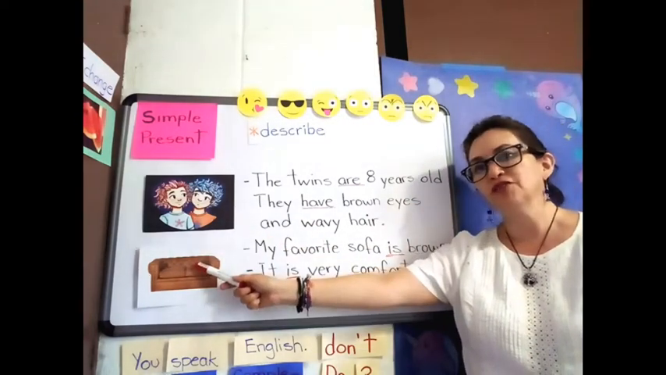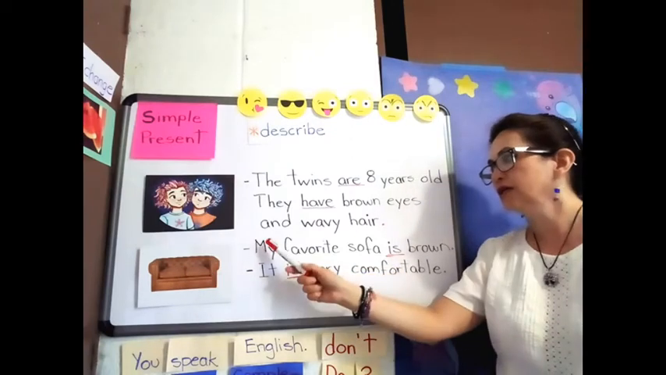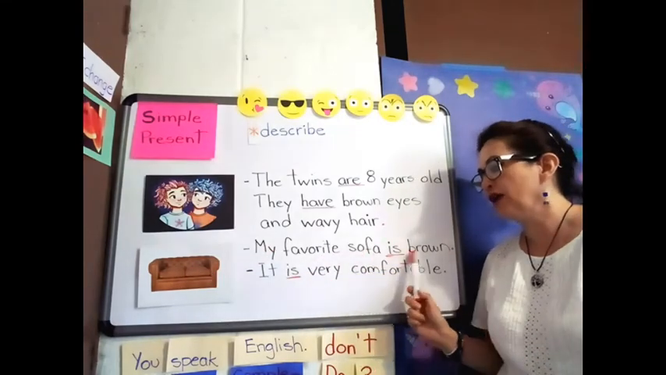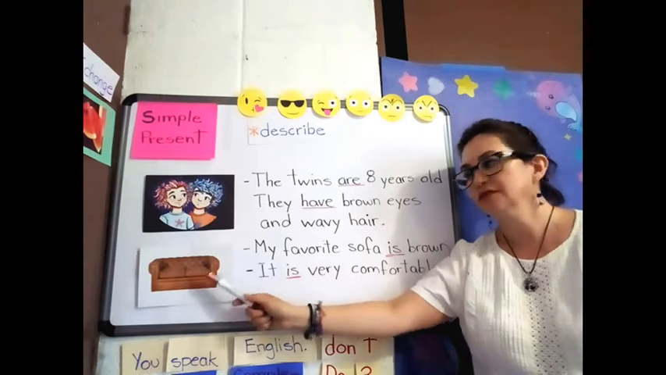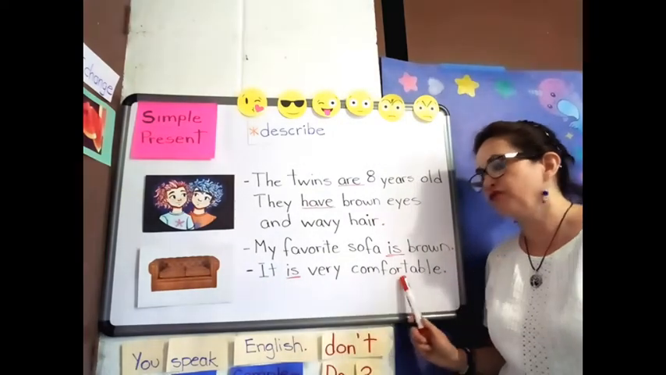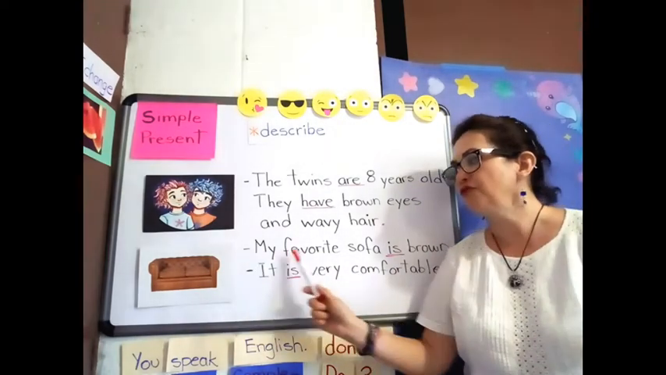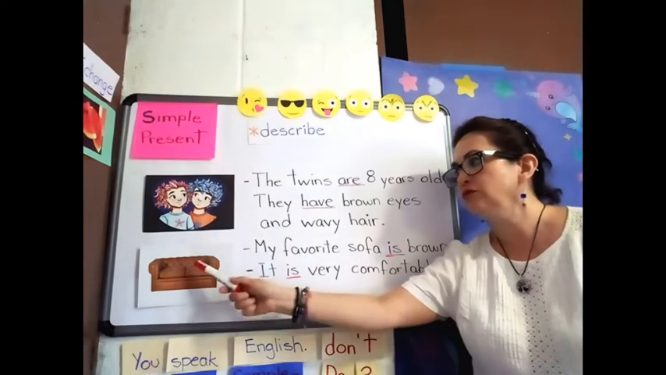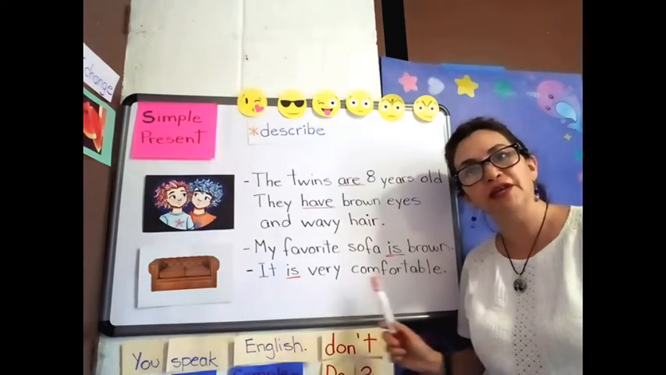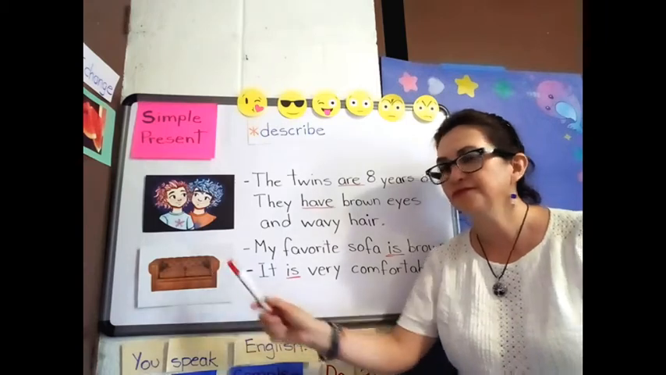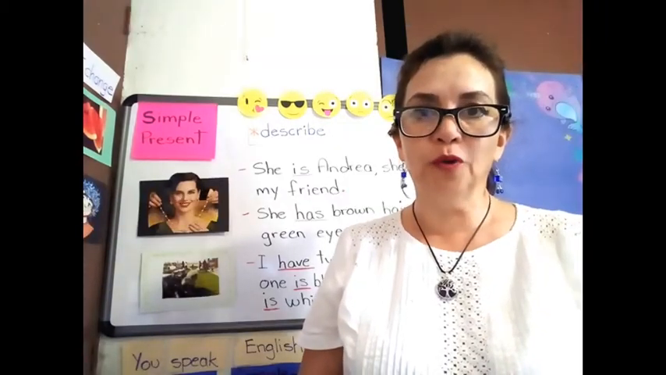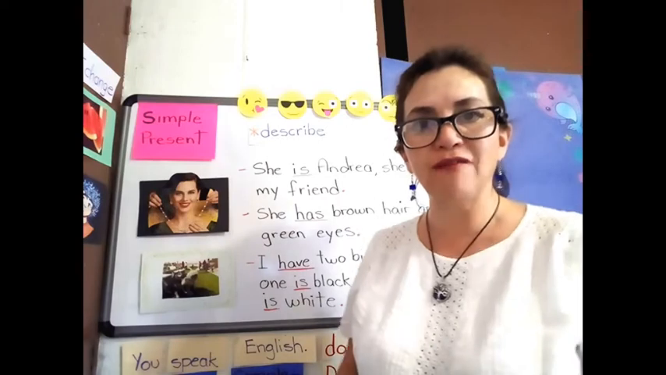Now let's describe an object. My favorite sofa is brown. It is very comfortable. My favorite sofa is brown and it is very comfortable. Here are two more descriptions. Let's describe a person first.